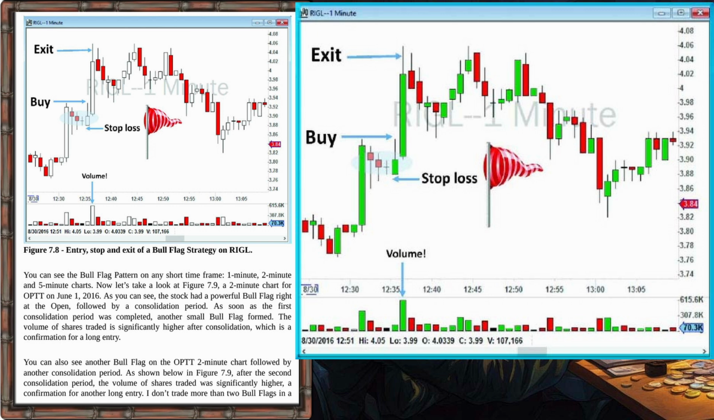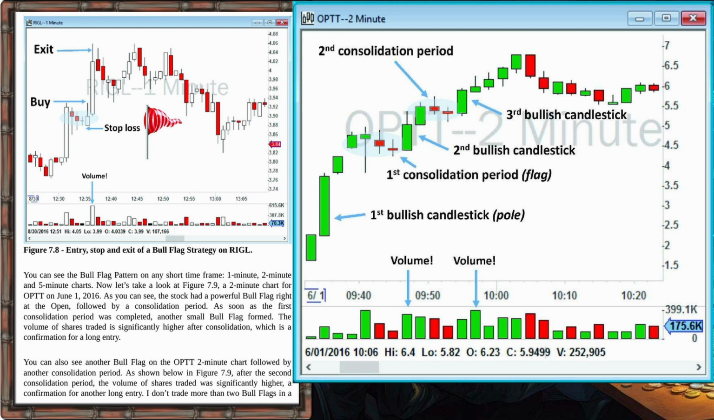Now let's take a look at figure 7.9, a 2-minute chart for OPTT on June 1st, 2016. As you can see, the stock had a powerful bull flag right at the open, followed by a consolidation period. As soon as the first consolidation period was completed, another small bull flag formed. The volume of shares traded is significantly higher after consolidation, which is a confirmation for a long entry.